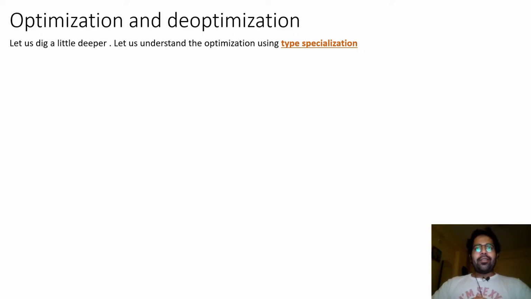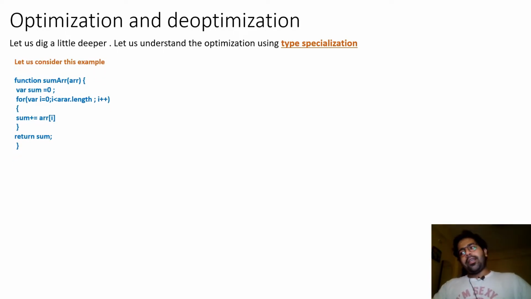So, optimization and de-optimization. Let us understand what is type specialization. This is the piece of code I was talking about. We have seen this piece of code practically also, correct? I have written the spelling of array wrong here, it's okay, no problem. You understand that this is an array, right? This is the sum function which is receiving an array variable and then adding the elements of that array. Now this is the piece of code which is redundant. It is being executed again and again and again, correct?